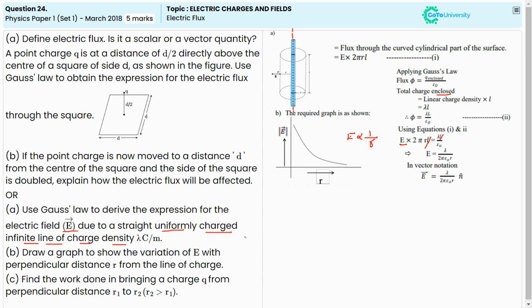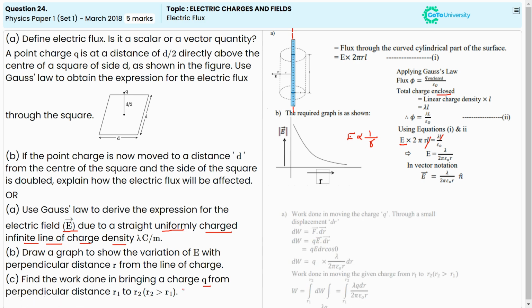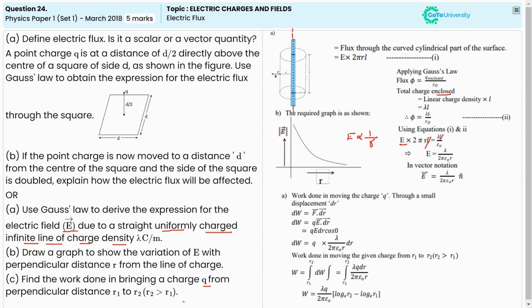Next part is to find the work done in bringing a charge Q from perpendicular distance R1 to R2, where R2 is greater than R1. Now, work done in moving the charge Q through a small displacement dr. Considering a small displacement on this line, I will take this as the R1 point and the remaining is the R2 point. In between, I am going to take a small displacement, that is dr. I am going to derive the expression for dr first. Then I am going to integrate from R1 to R2.